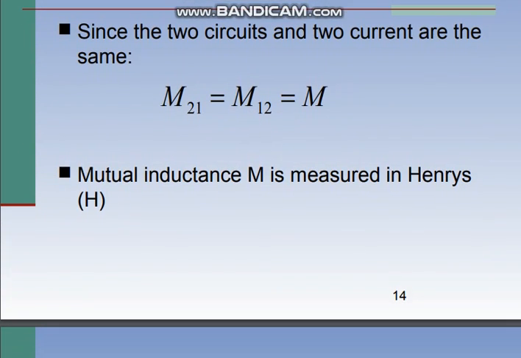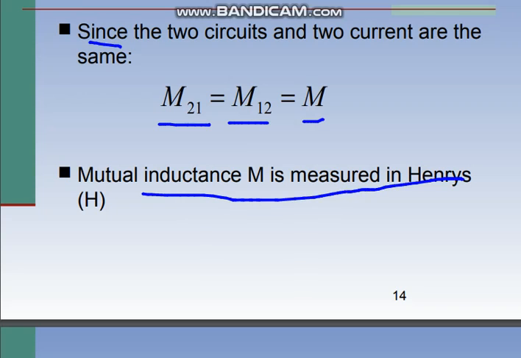On another set, since the two circuits and two currents are the same, because we have just put the current source through in the first section to the last loop, the two loops have been created. First of all, we have given the current source in the L1 loop, then we have given the current source in the L2 loop, just vice versa. So we can write M21 is equal to M12 is equal to M. That means mutual inductance M is measured in Henrys, and that is going to be equal, because the circuits and currents are the same.